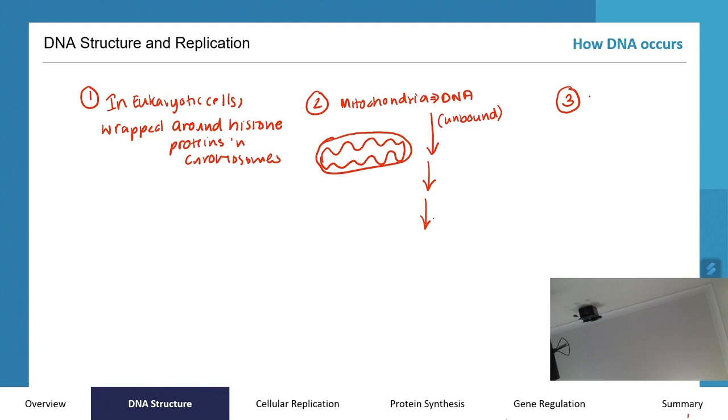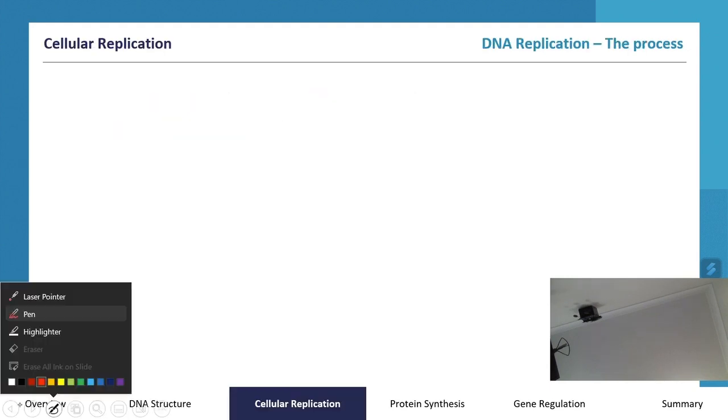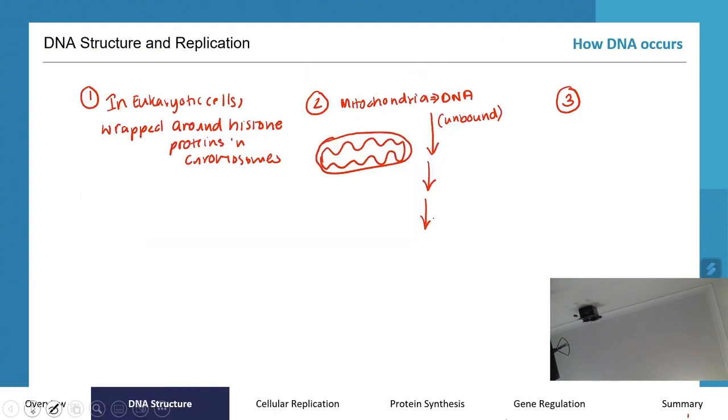The third way is as plasmids and unbound DNA in the prokaryotes.